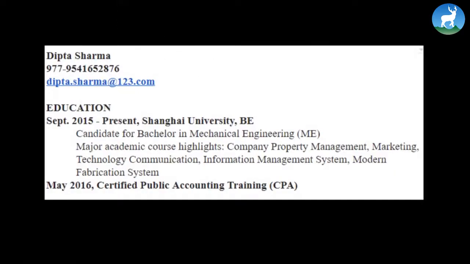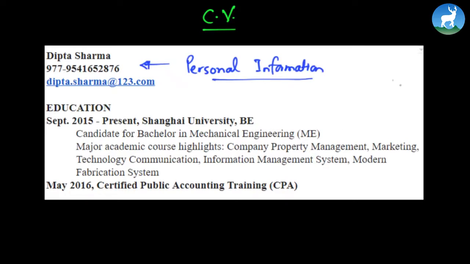Okay, now this is the CV. What is it? It is the CV, also known as curriculum vitae or resume. Now the first section of the CV contains personal information. So this is the personal information. You can also include things like address, mobile number, telephone number, email, things like that. I have included the name Deepta Sharma and the phone number and email. You can include other details as well.